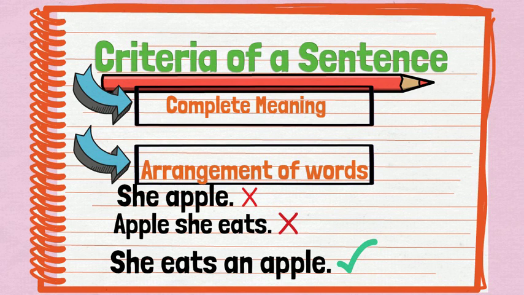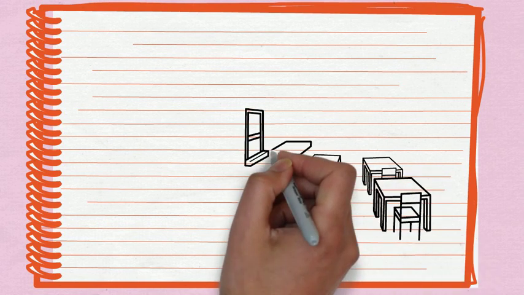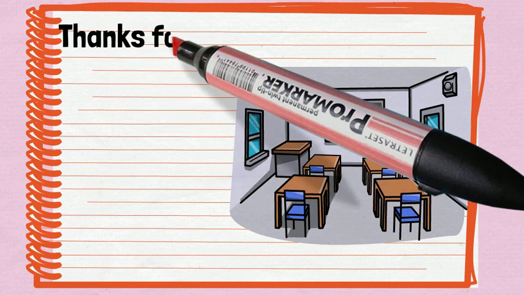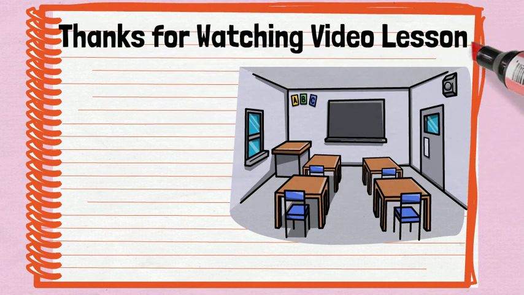So guys, I hope you all have understood criteria of a sentence. Please do write in the comment what the criteria of a sentence are. And we know we have two criteria. Number one, complete meaning, and number two, correct arrangement of words.